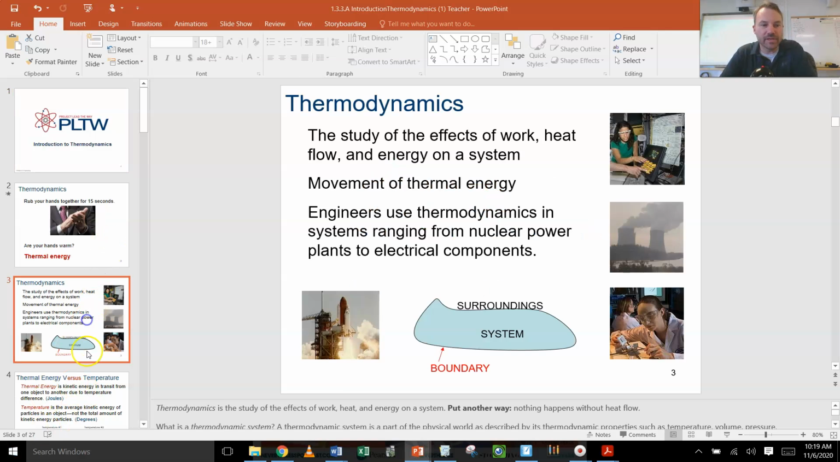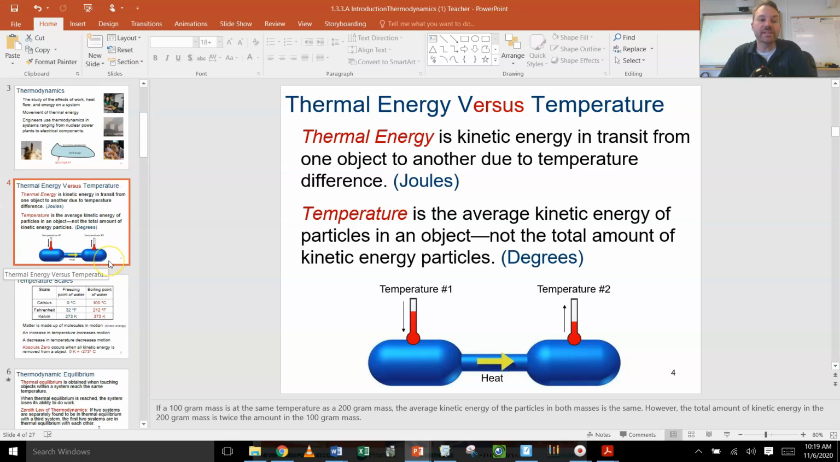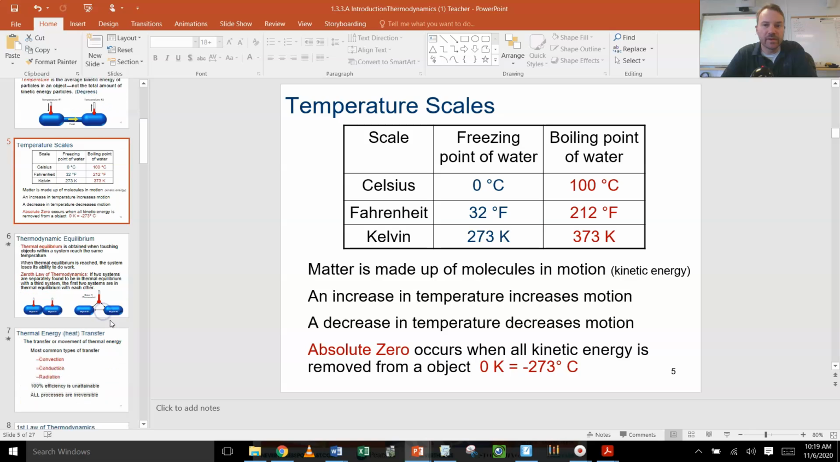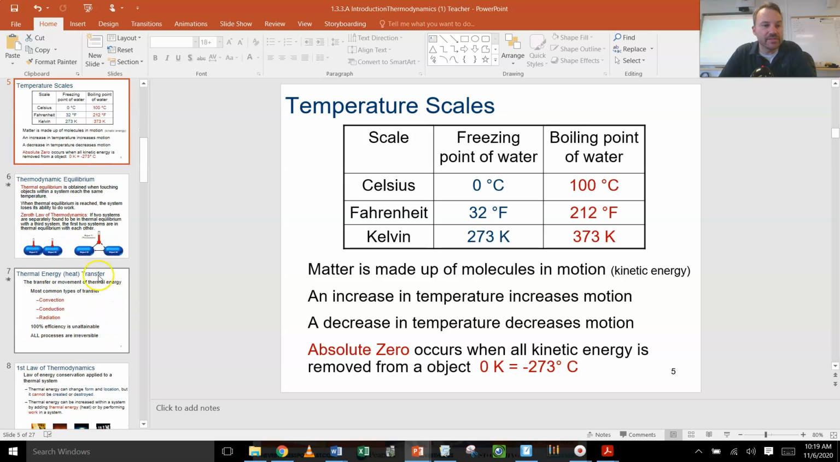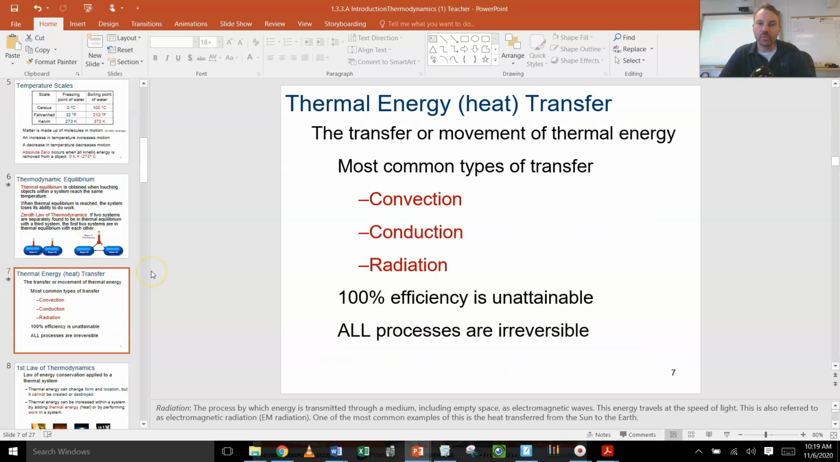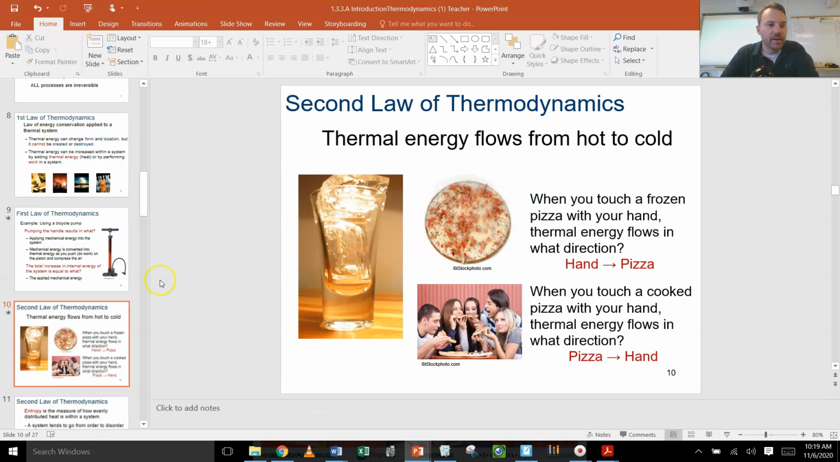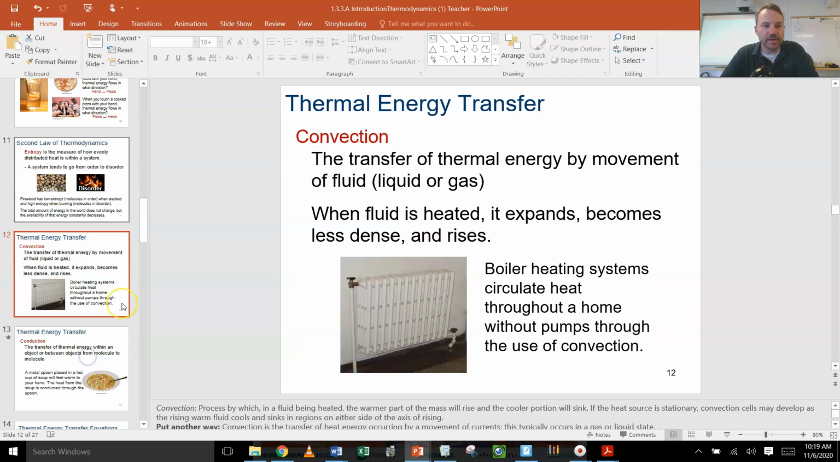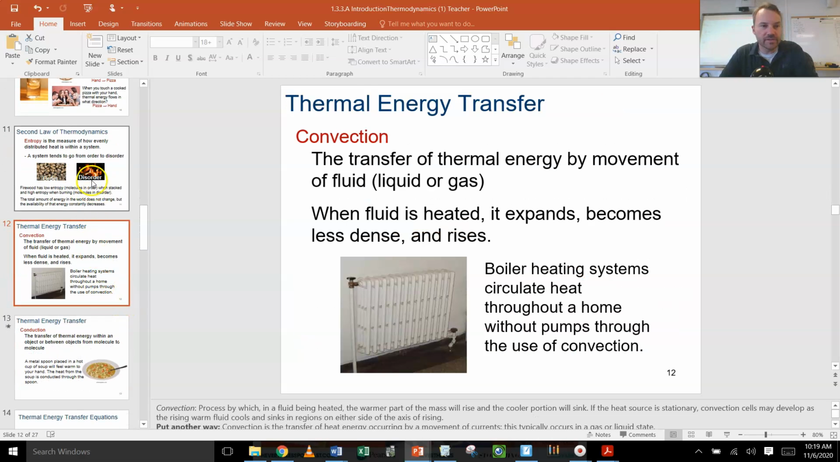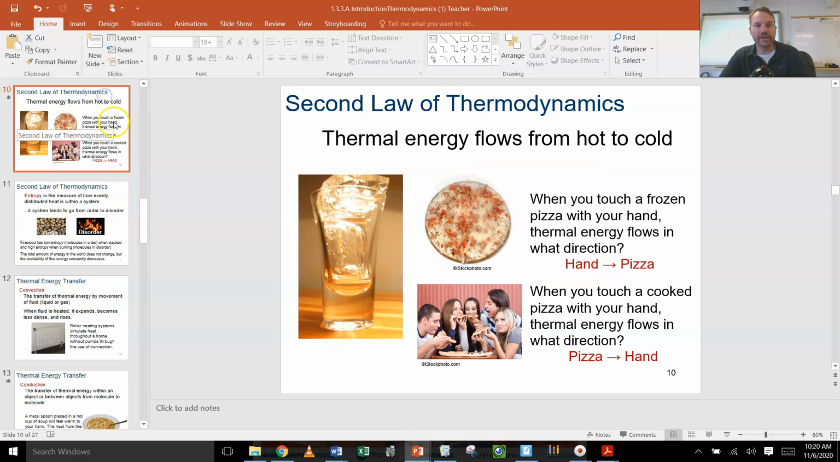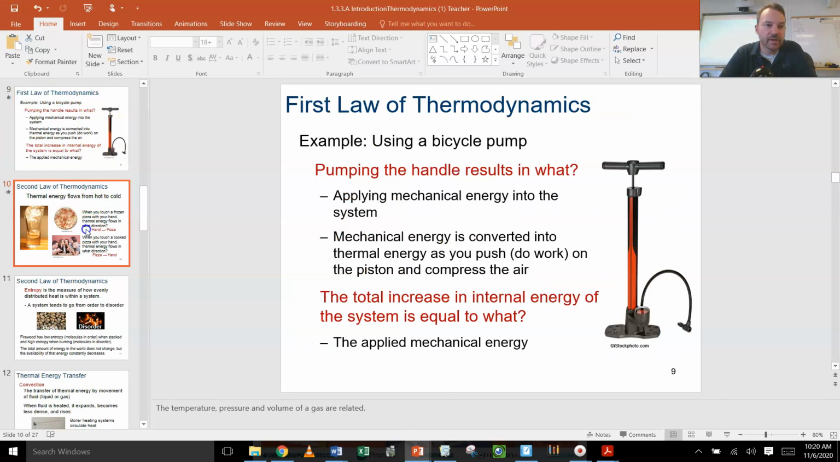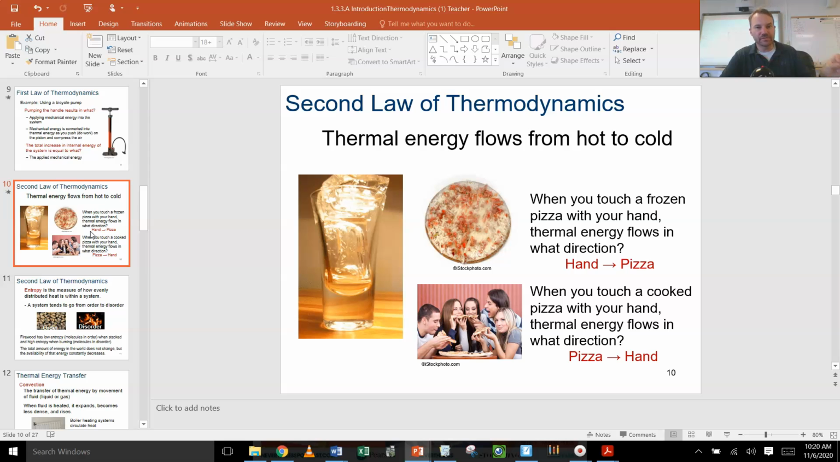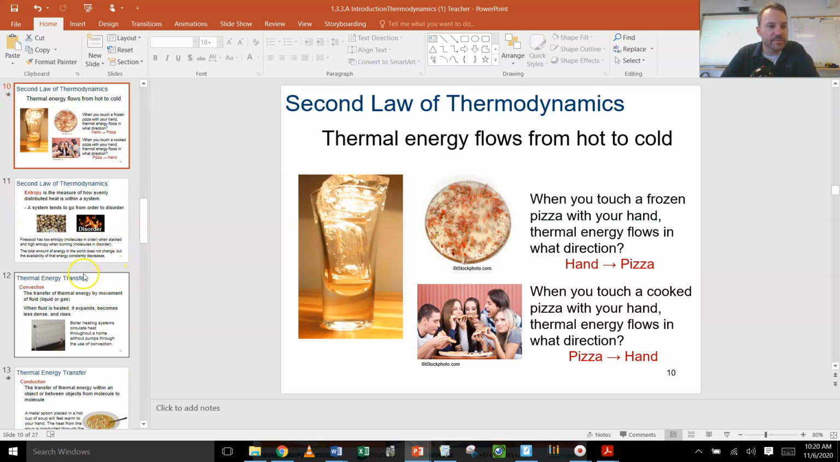In Part 1 we talked about what thermodynamics is, the difference between thermal energy and temperature, the different temperature scales that we deal with, and the three different ways that heat can move from point A to point B. Then we talked about the three different laws. The first law of thermodynamics: energy can neither be created nor destroyed. The second law: energy flows from hot things to cold things.